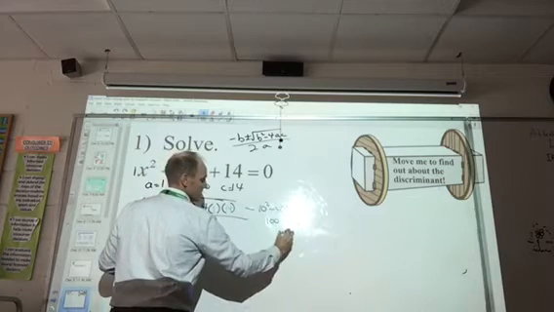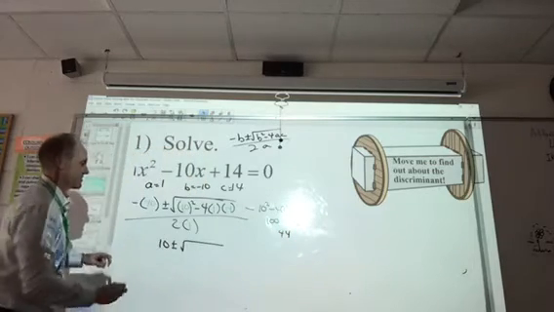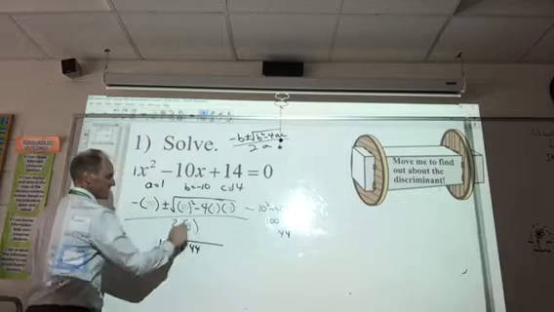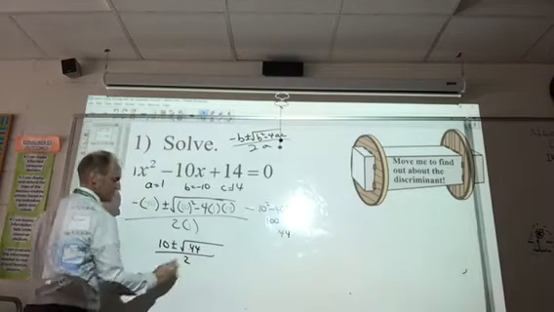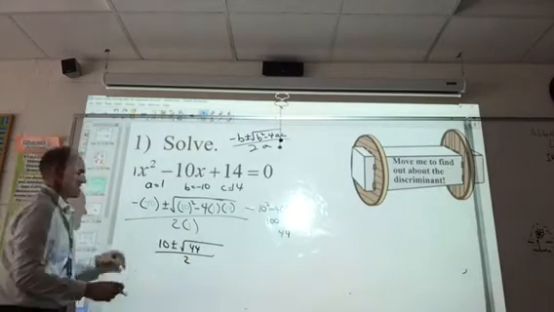56. So it would be 44 would be your answer. And then I take care of the bottom. You can use a calculator for this. All over 2 times 1, which is 2. So now I want to simplify this.